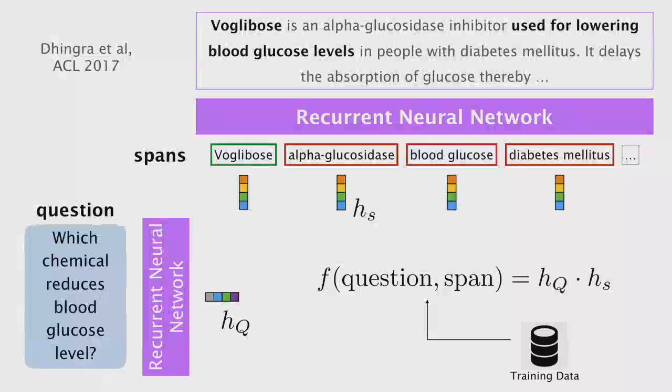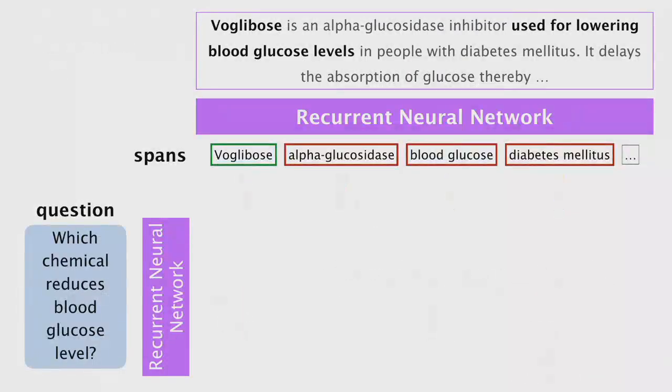Now, this basic model already works much better than handcrafted approaches which try to derive a meaning representation from the question and meaning representations from the passage, but we can make this a lot better. And much of the early work that I did during my PhD was in adding some inductive biases based on our understanding of this problem to improve this task.